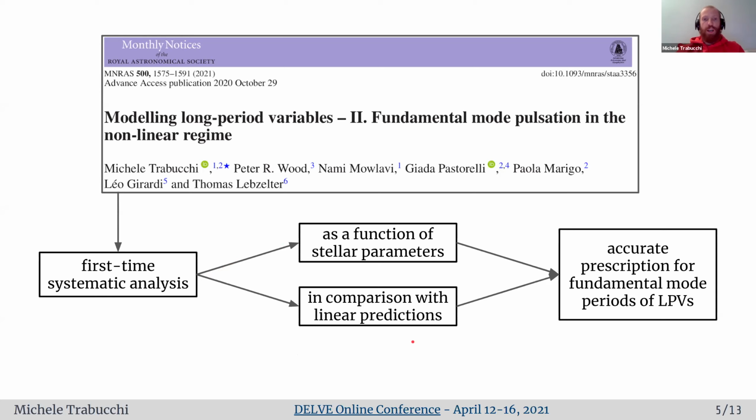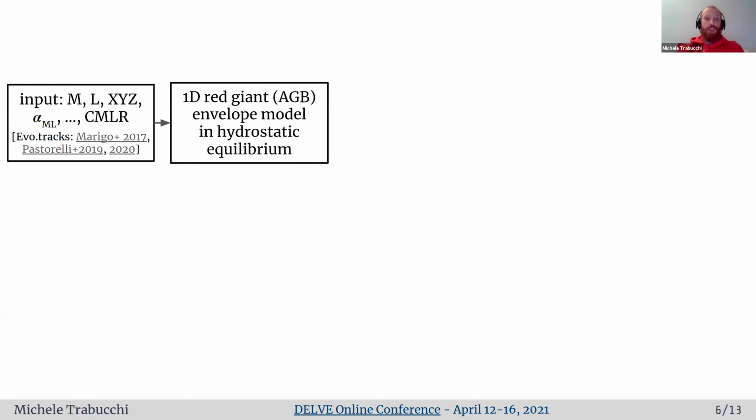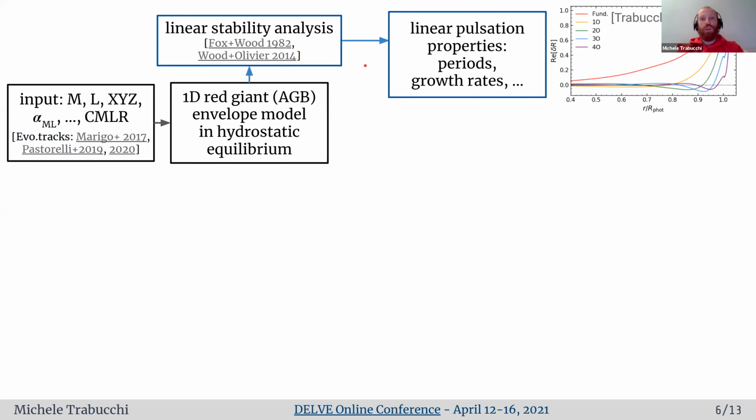So, motivated by the hope of mitigating the discrepancy between theory and observation, we addressed this study with the aim of providing the community with a novel, easy-to-use prescription to compute accurate fundamental mode pulsation periods for stellar models representative of Miras and related long period variables. The procedure we follow is relatively straightforward. Everything starts with a hydrostatic equilibrium, spherically symmetric envelope model for a representative AGB star defined by input parameters: mass, luminosity, and composition. We perform linear stability analysis to compute reference linear periods.